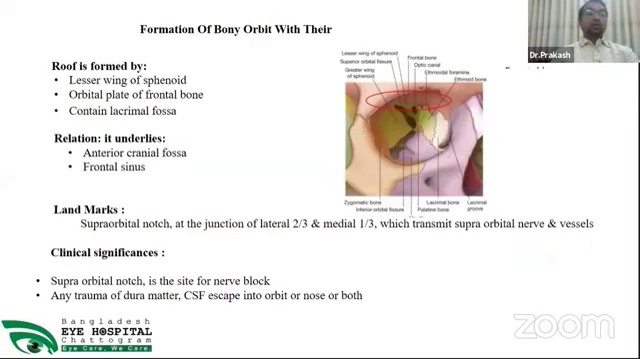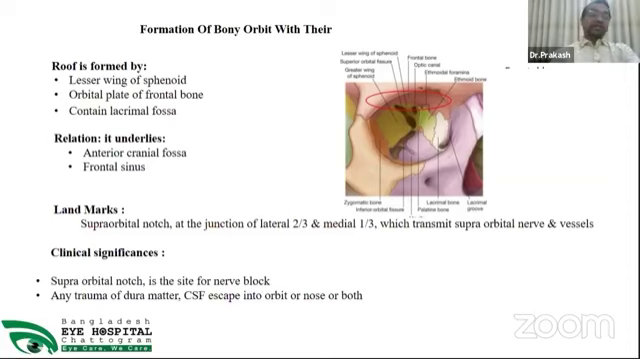And next, we come to the roof. The roof is formed by the lesser wing of the sphenoid and the orbital plate of the frontal bone, and it contains the lacrimal fossa for the lacrimal gland. It is related to the anterior cranial fossa. Above the roof, there is the anterior cranial fossa and frontal sinus. The most important landmark in the roof is the supraorbital notch, through which the supraorbital nerve is transmitted. It is at the junction of the lateral two-thirds and medial one-third of the supraorbital margin.